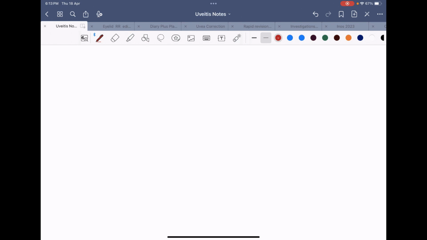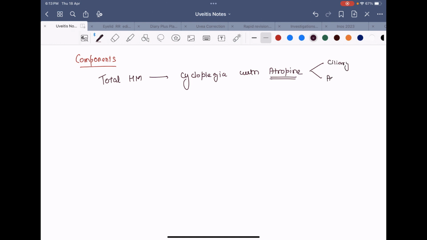So friends, let us talk about the various components of hypermetropia. The first is what we call total hypermetropia. Total hypermetropia is what we get after cycloplegia with atropine. We know atropine is the strongest cycloplegic agent, and it takes care of both the ciliary tone and the accommodative effort of the patient. Let's say we have done a retinoscopy with the help of atropine. Whatever value we get is the total hypermetropia.